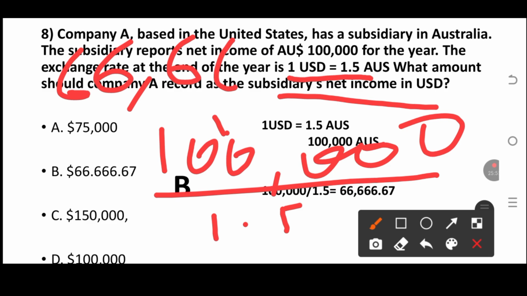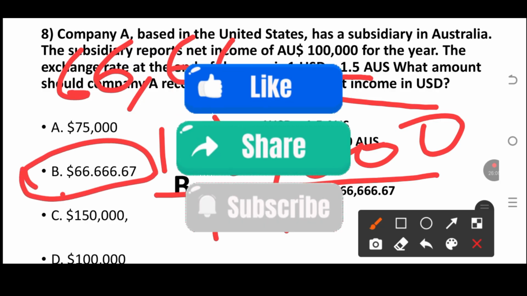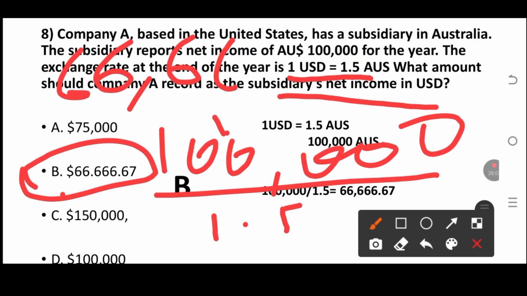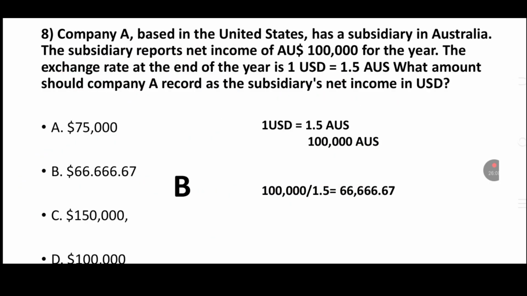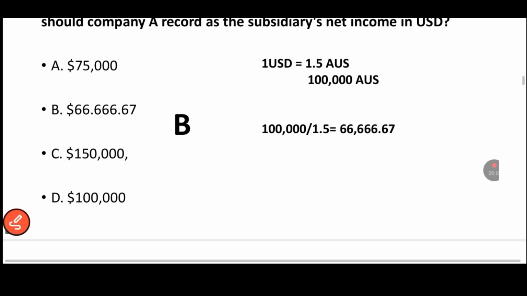So the correct answer should be choice B. It is 66,666.66 repeating, but approximately 67,000. So B is the correct answer. It is all about the exchange conversion.